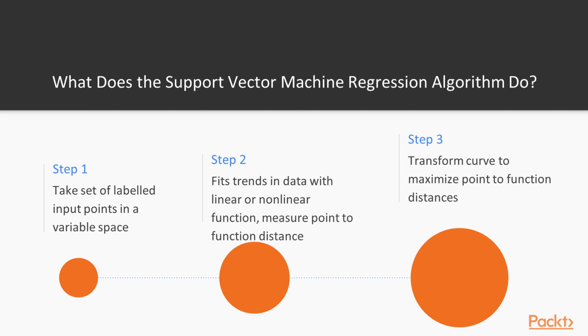It takes a set of labeled input points in a variable space and it fits the trends in that data with a linear or nonlinear function. We also measure the point to function distance after this step. We then transform this linear or nonlinear function to maximize the point to function distances.